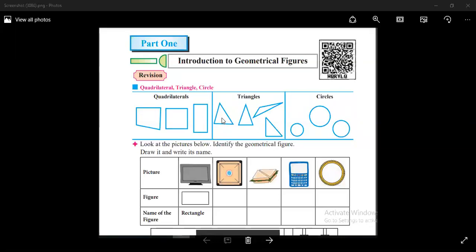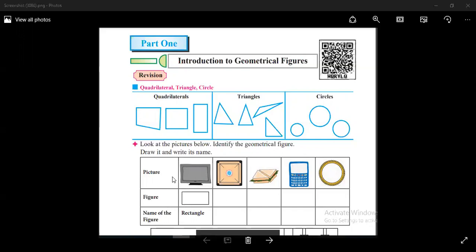Now here the three sides triangle, that is acute triangle, this is equilateral triangle and obtuse triangle and right angle triangle, and these are the three circles. So these are the different geometrical figures: quadrilaterals, triangles and circles. Now look at the pictures below, identify the geometrical figure, draw it and write its name. So children have to write the names of the figure and draw also.